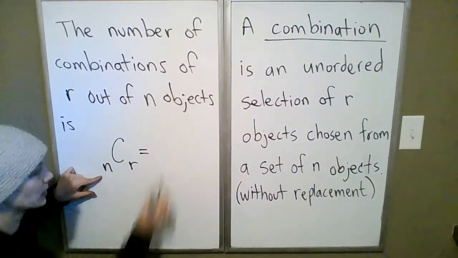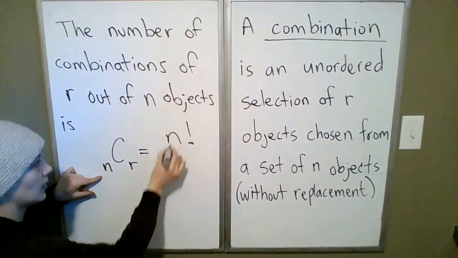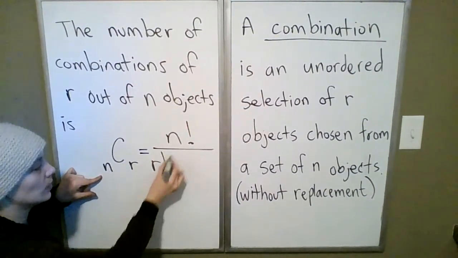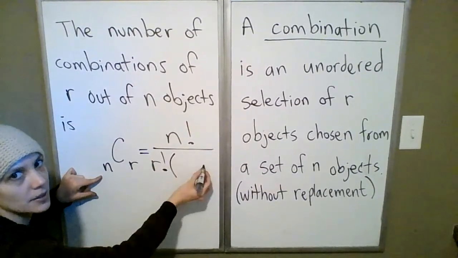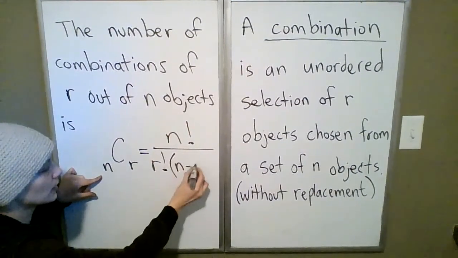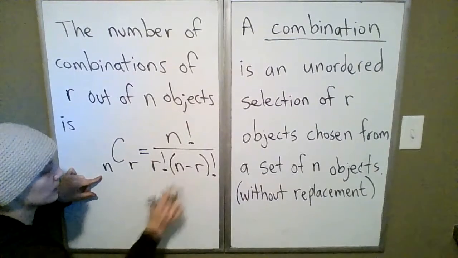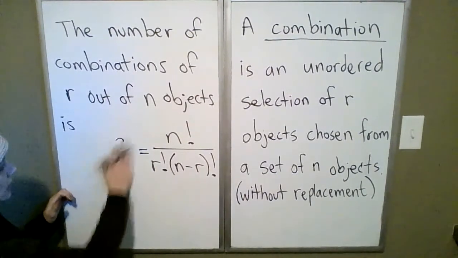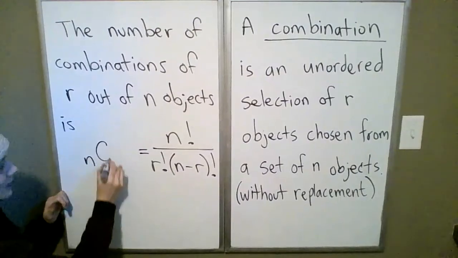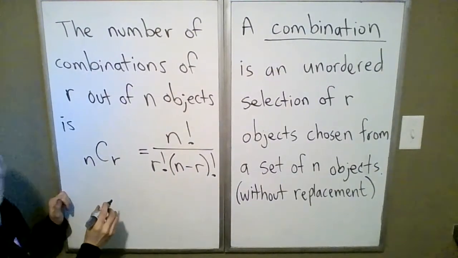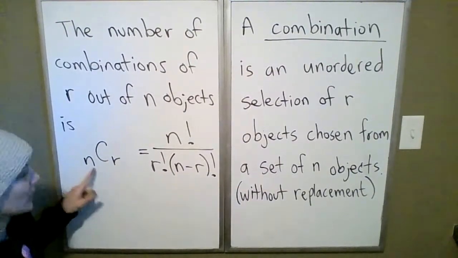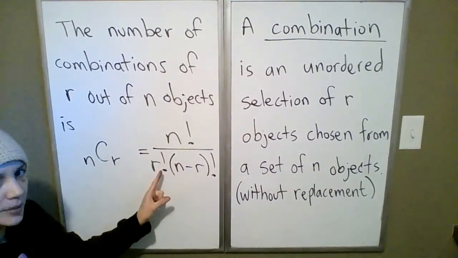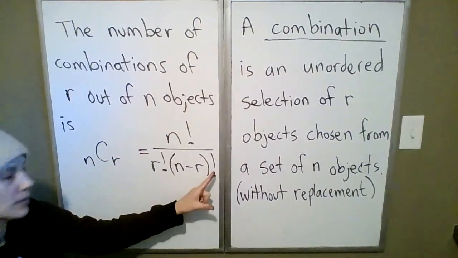It's N factorial over R factorial multiplied with N minus R factorial. N choose R is N factorial divided by R factorial multiplied with N minus R factorial.